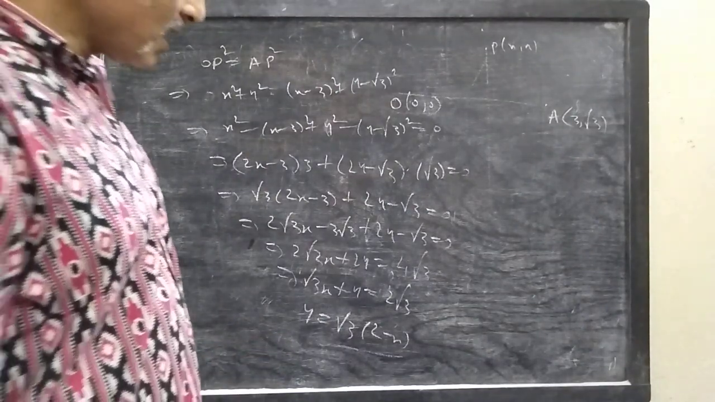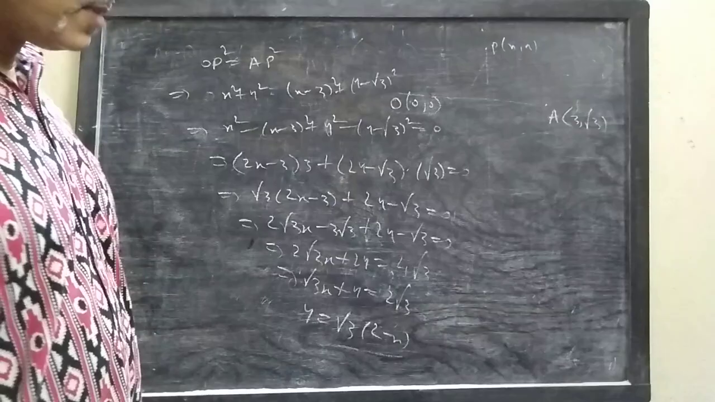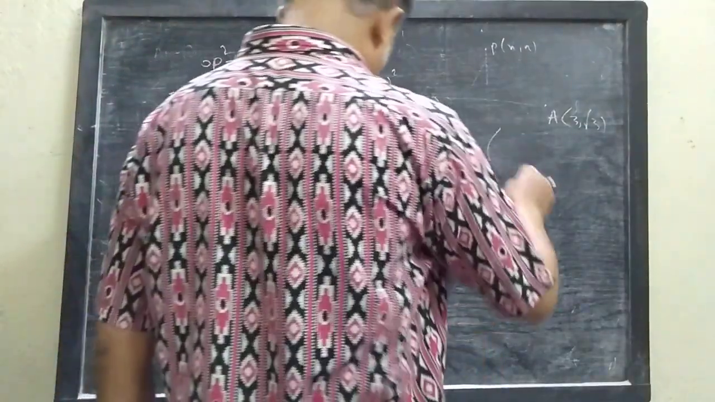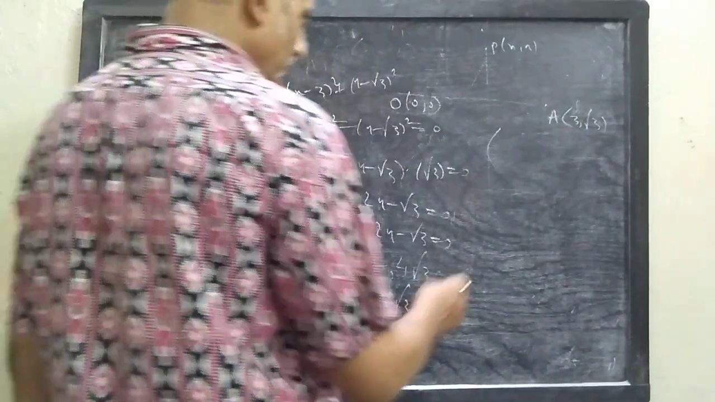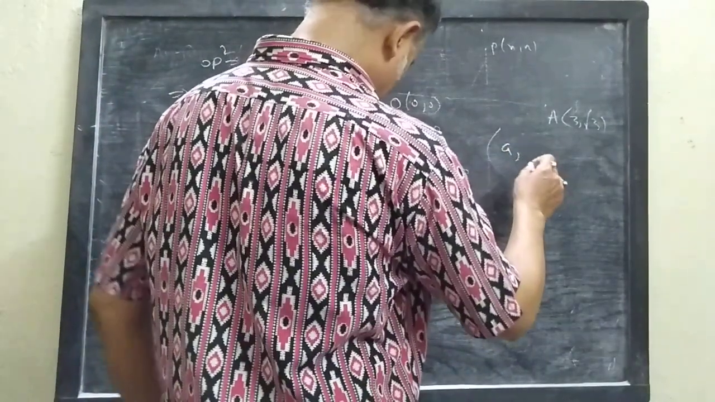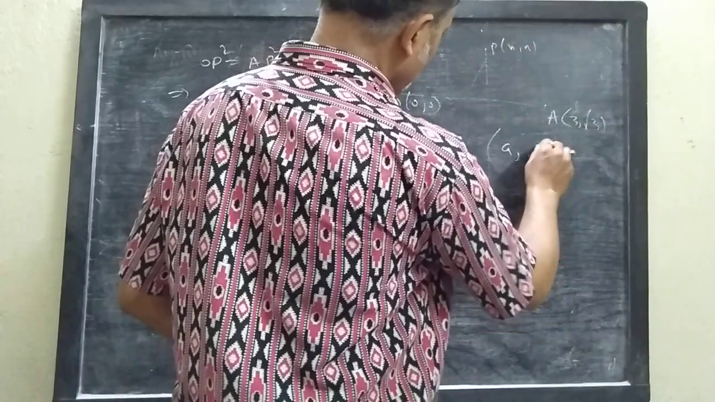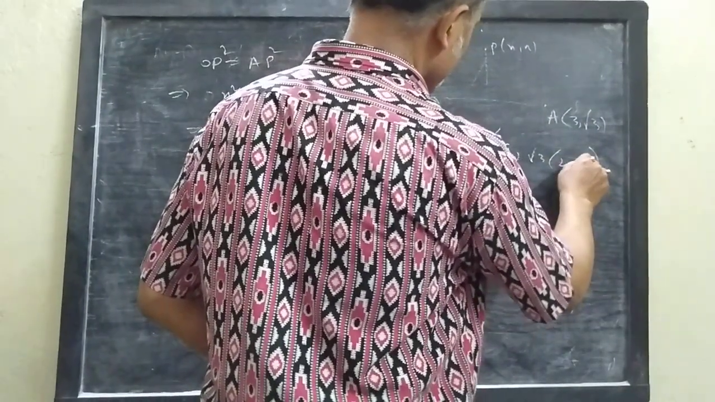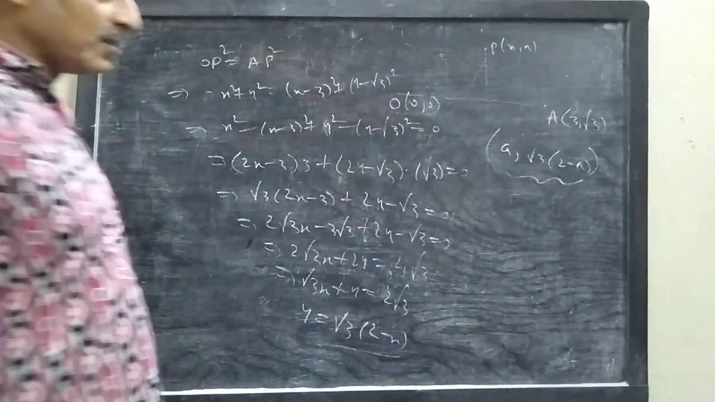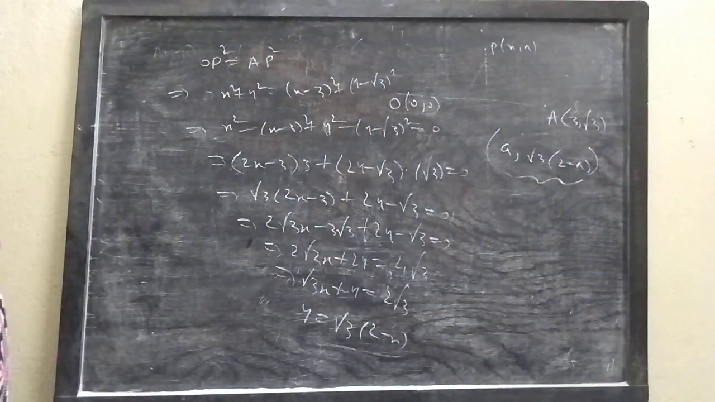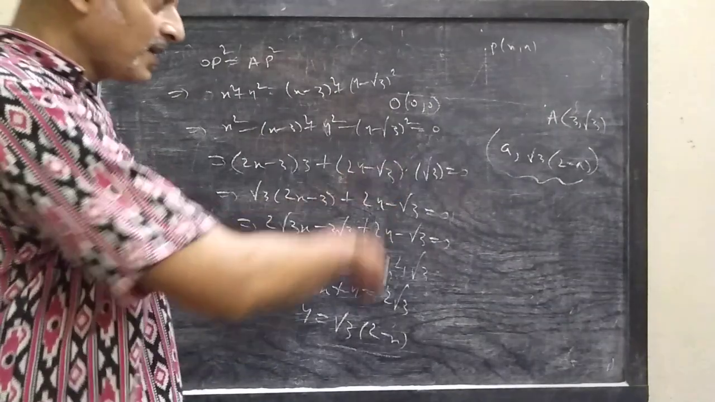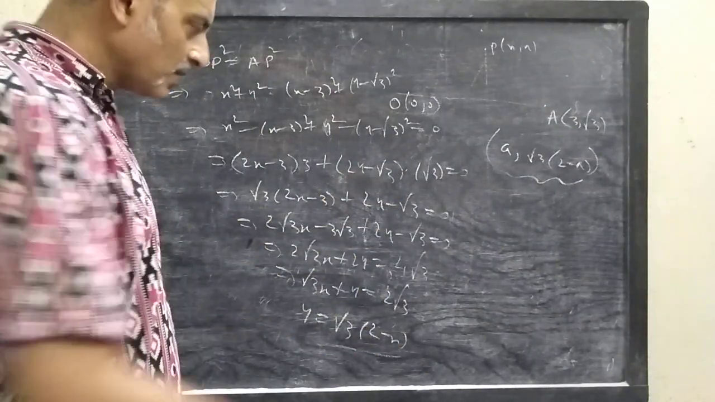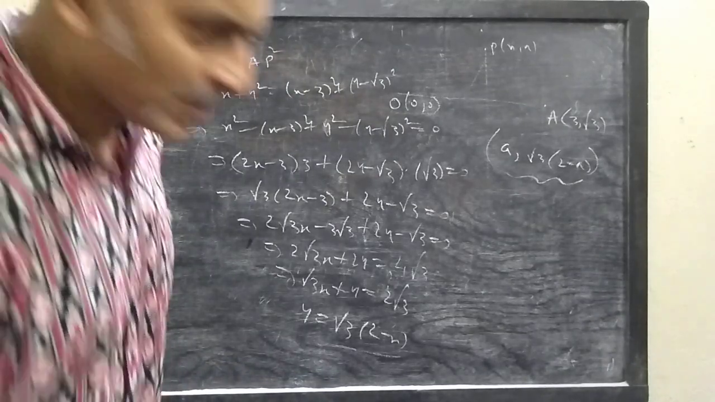So as the third vertex lies on this perpendicular bisector, let us consider the coordinates of the third vertex as: if you take abscissa A, then its ordinate will be root 3 into (2 minus A). This is the vital step. Unless you take it in this way, you can't solve this problem. So this becomes the coordinate of the third vertex.